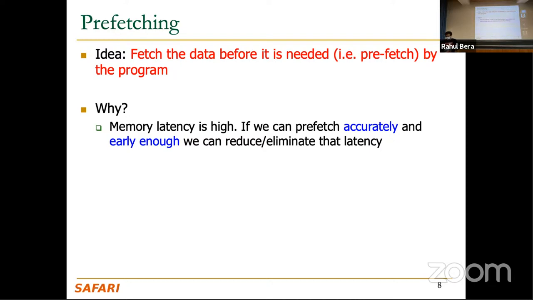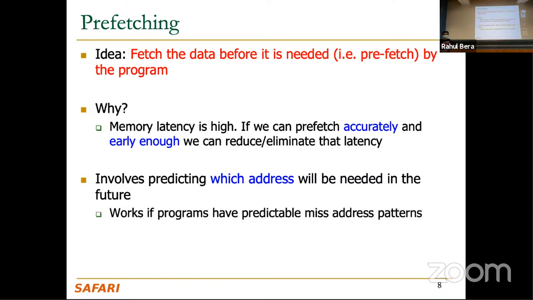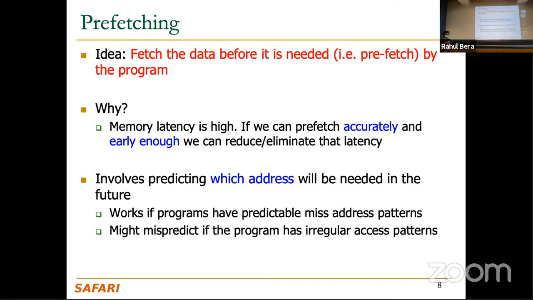So why do we want to do this? Because if we can prefetch accurately and early enough, then we can potentially reduce or completely eliminate long latency memory accesses. Clearly it involves predicting which addresses the program is going to need in the future, right? Typically this works very well for programs that have a regular access pattern, but it might misfire sometimes when the program has an irregular access pattern, or some kind of random access pattern.